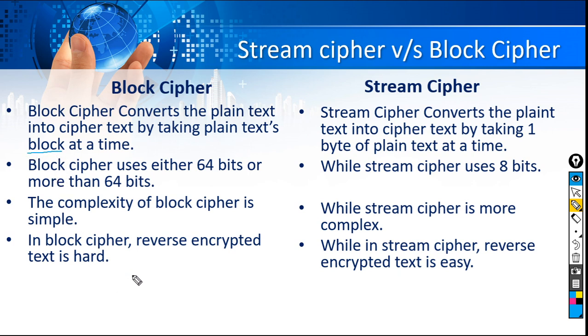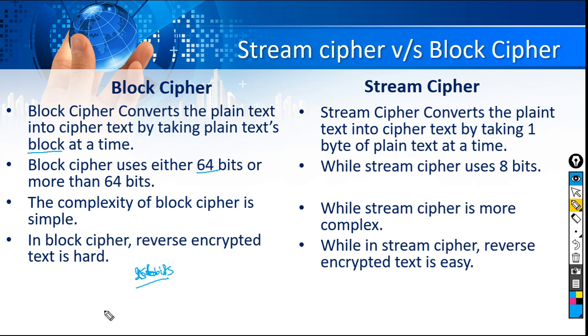For example, maybe you have data of, let's say, 100 bits. When we are using a block cipher, first of all your data will be divided into blocks, and a block can be of any size. It can be 64-bit, 128-bit, or 192-bit. So if our data is, let's say, 256 bits, it will be divided into blocks, and the block size depends on the encryption algorithm which you are using.